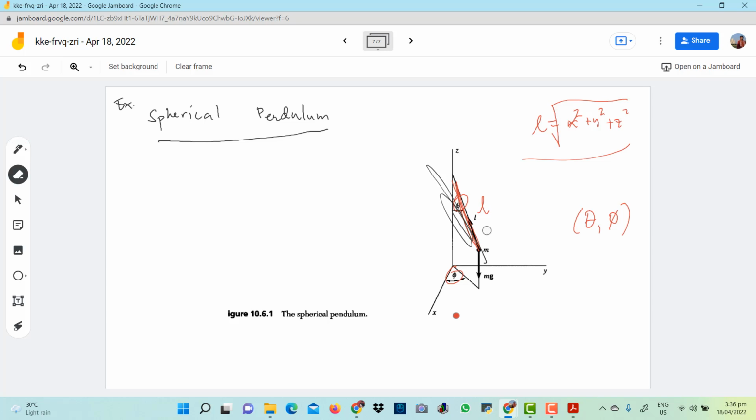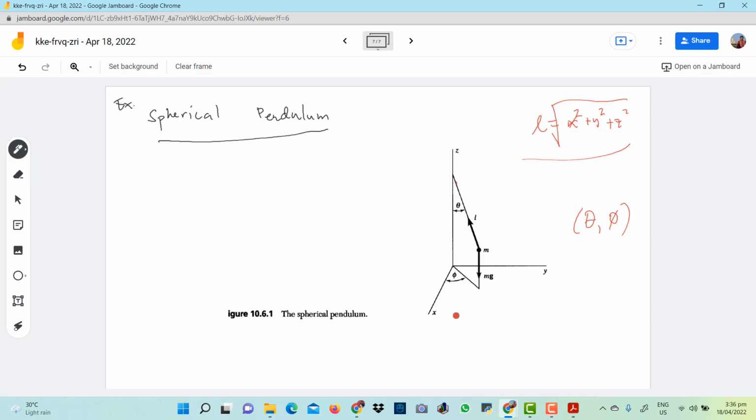Okay? So for the spherical pendulum, there are two. It swings and at the same time it also moves in the phi direction. So what will be the equation of motion of this one? That's the problem. I have two generalized coordinates, so therefore I have two Euler-Lagrange equations. But first we have to solve for the Lagrangian of the system.